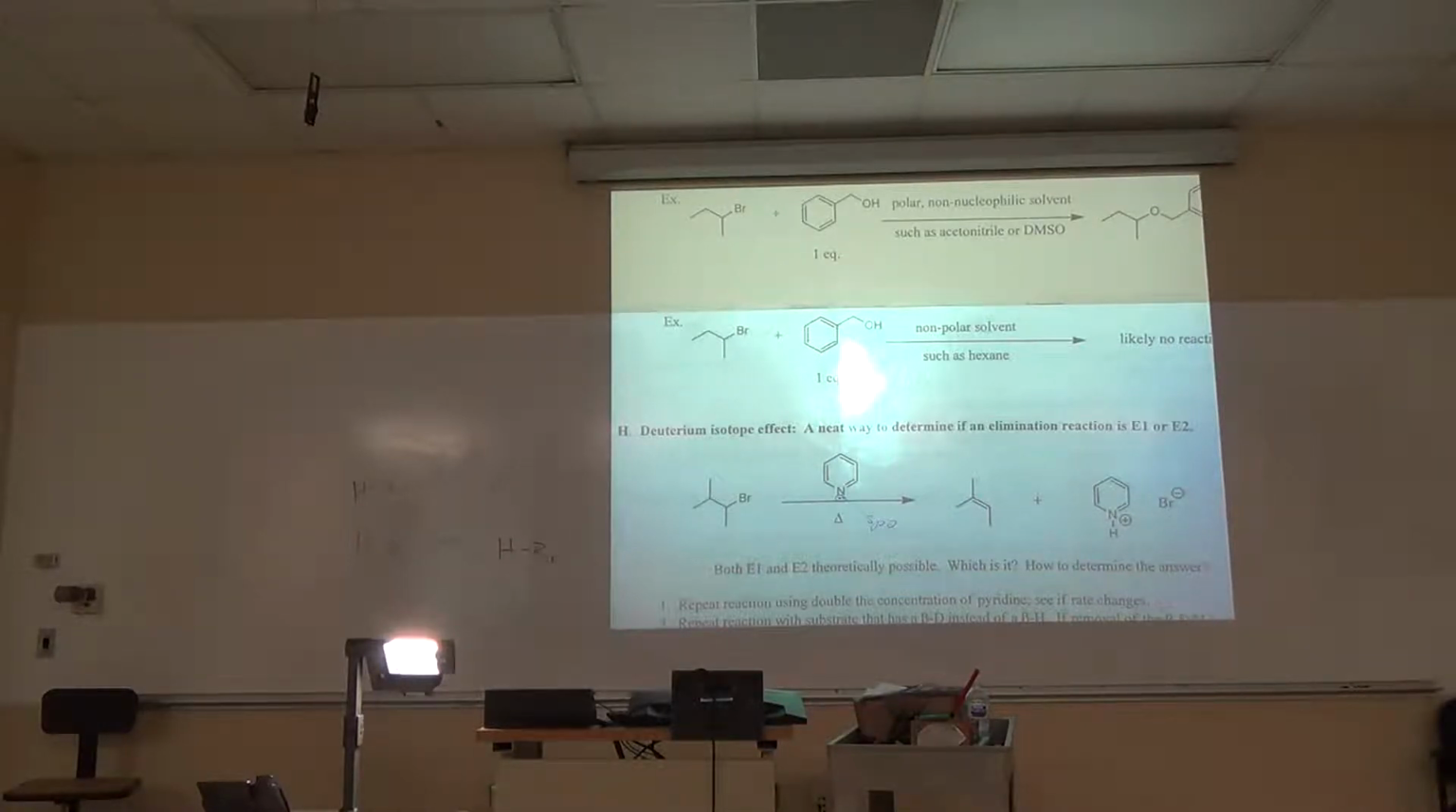Well, if you remember, a lot of times I said sp3 nitrogen, sometimes sp2 nitrogen. It's borderline. Is it strong or weak? It's borderline. So how are we going to determine if it's E1 or E2?